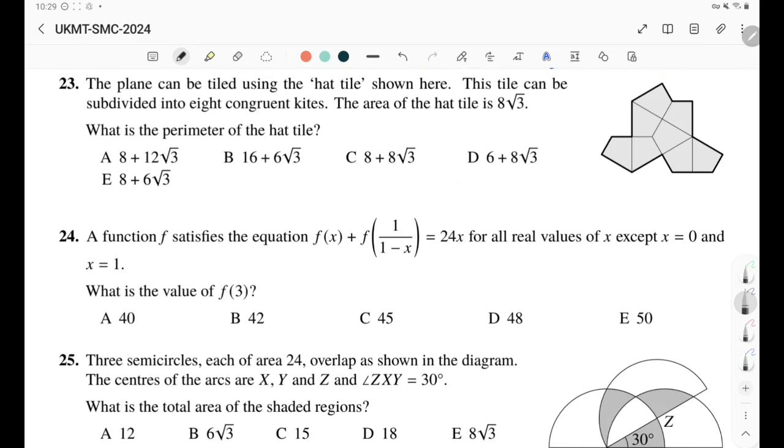Okay, let's move on. In this question, they're telling us that we have a hat tile, which is this diagram here, you can see it, and it's divided into 8 congruent kites.